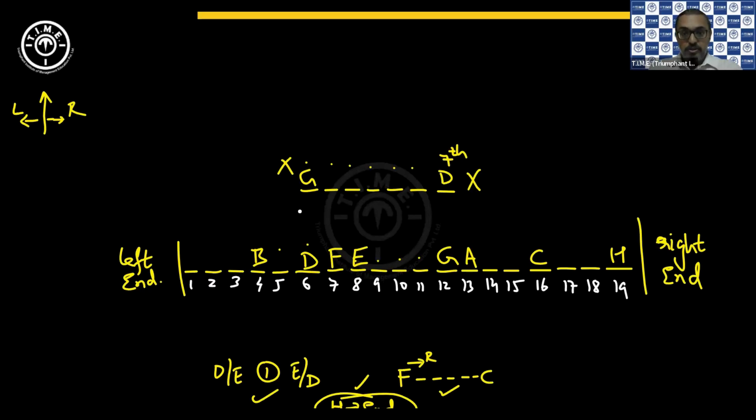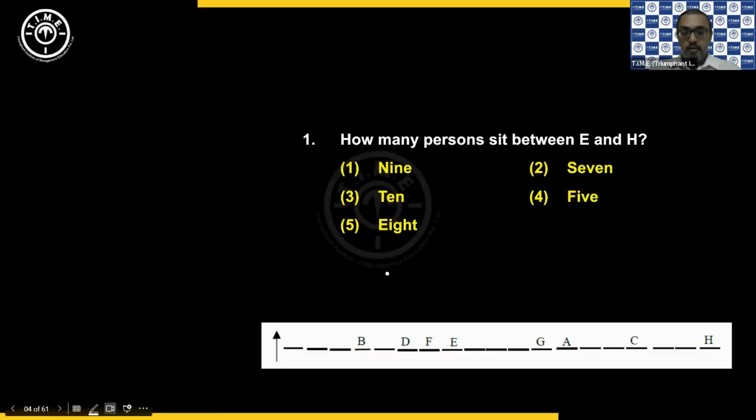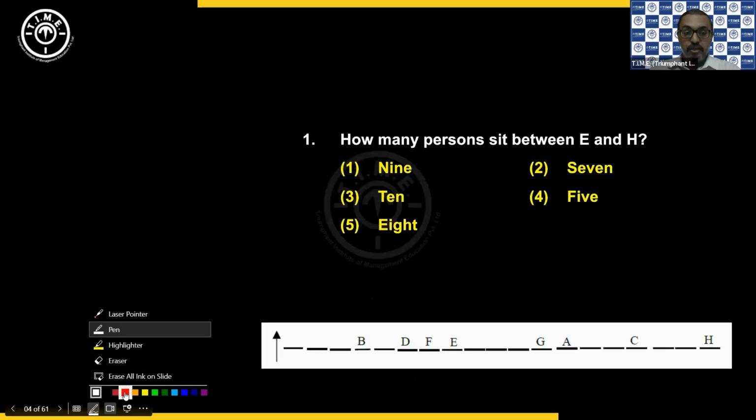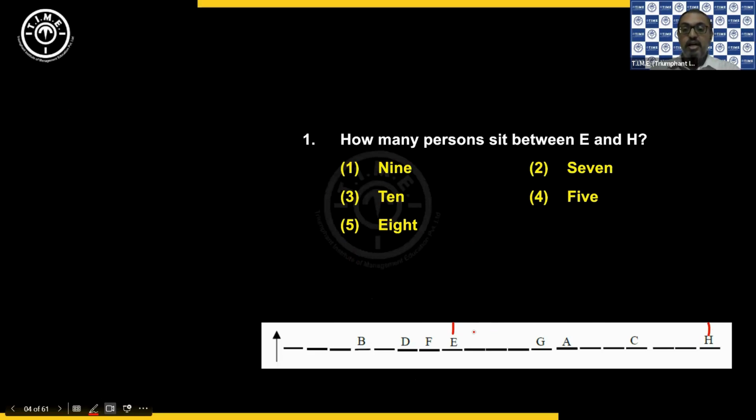Now let's go to the questions. So this is the arrangement we have. Now it's asking how many persons sit between E and H. Now when you look at E is here and H is here. So in between E and H, how many are there? So 1, 2, 3, 4, 5, 6, 7, 8, 9, 10. So there are a total of 10 people, and that is available in the third option.